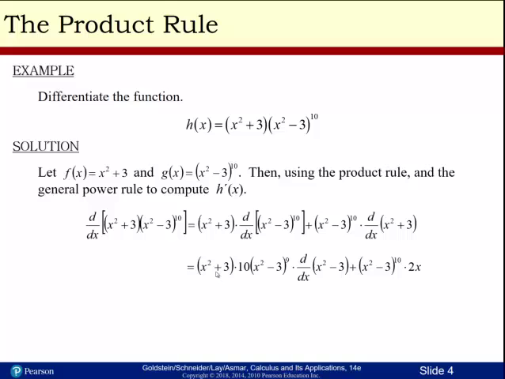So you're going to write down the x squared plus 3. Then you're going to take the derivative of that second function. So that's 10 times the quantity all raised to the 9th, and then you'll have to take the derivative of that inside function, which is the x squared minus 3. Plus, you're going to write down this g function, the x squared minus 3 all raised to the 10th, times the derivative of the first, which is 2x.